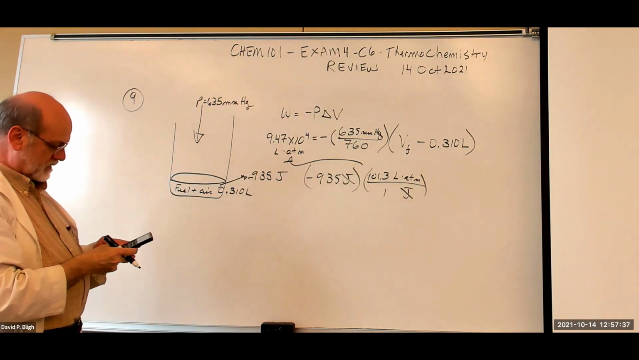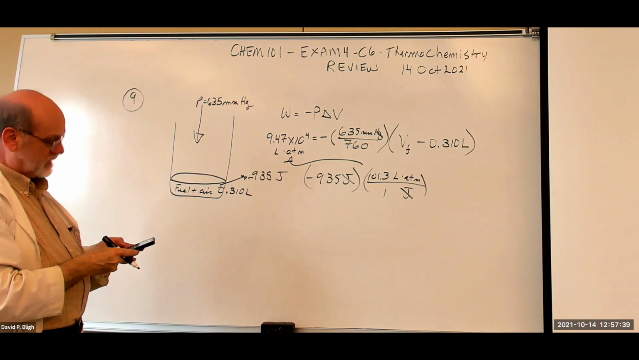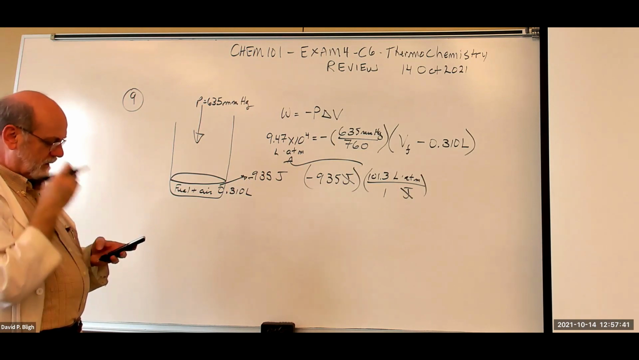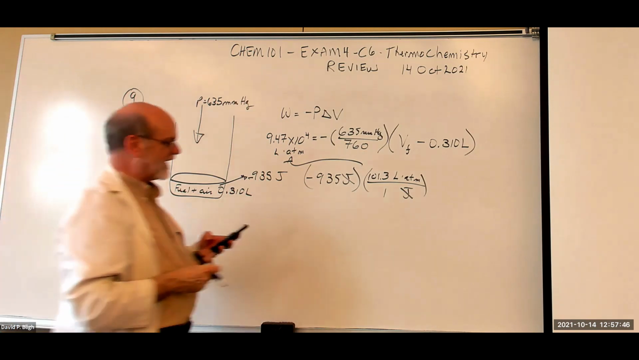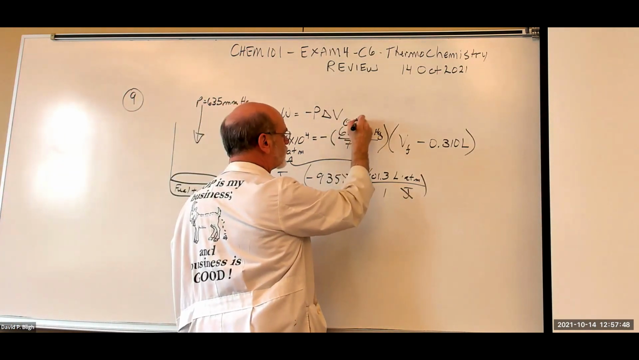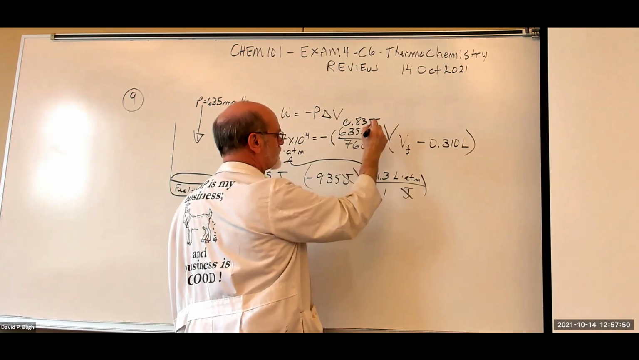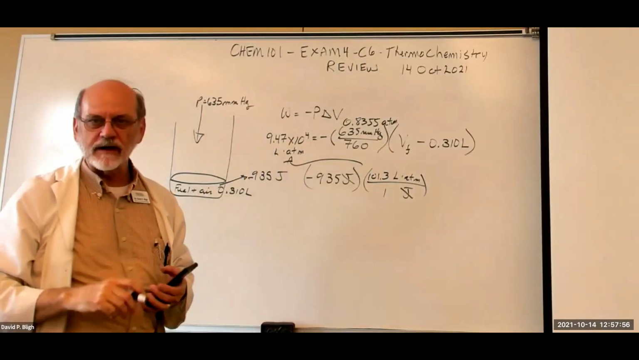So let's see, 635 divided by 760 gives me 0.8355 atmospheres. Just in case I mess up.